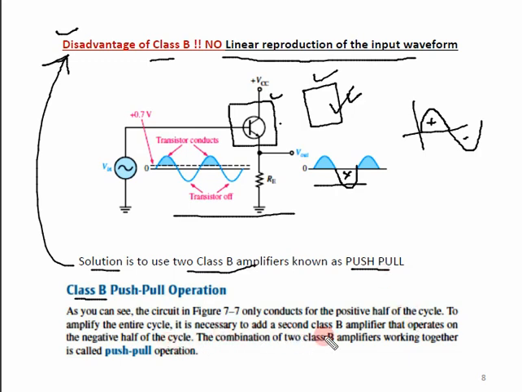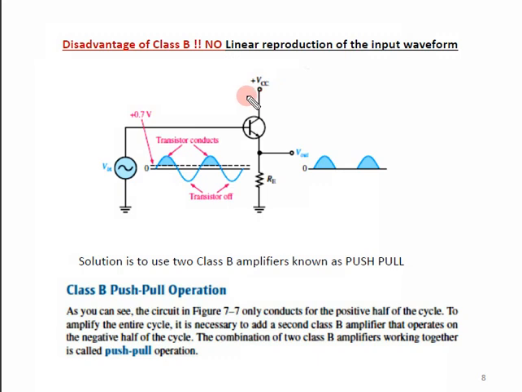So it is necessary to add a class B amplifier over here so that it operates on the negative half cycle. So this is the push pull mechanism, we call it. It is very simple. Now the question is, how can we add another class B amplifier? What should be the architecture, or the circuit formation, when I add two class B amplifiers to get full wave operation?